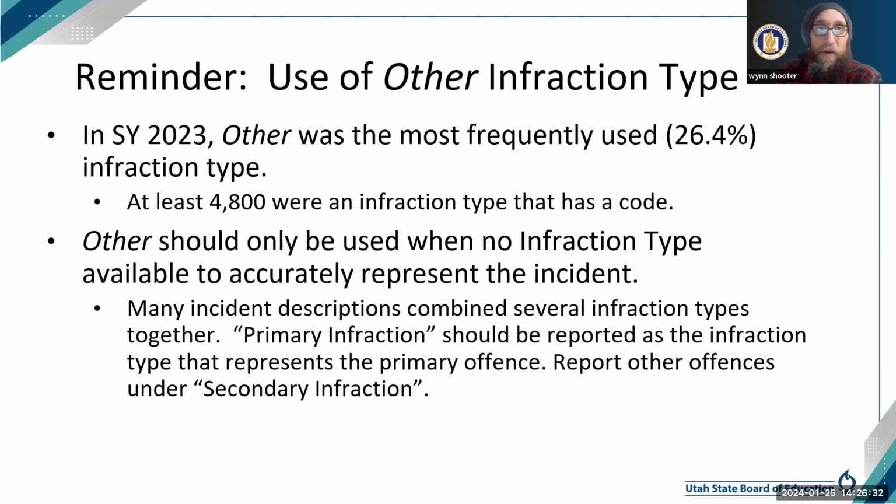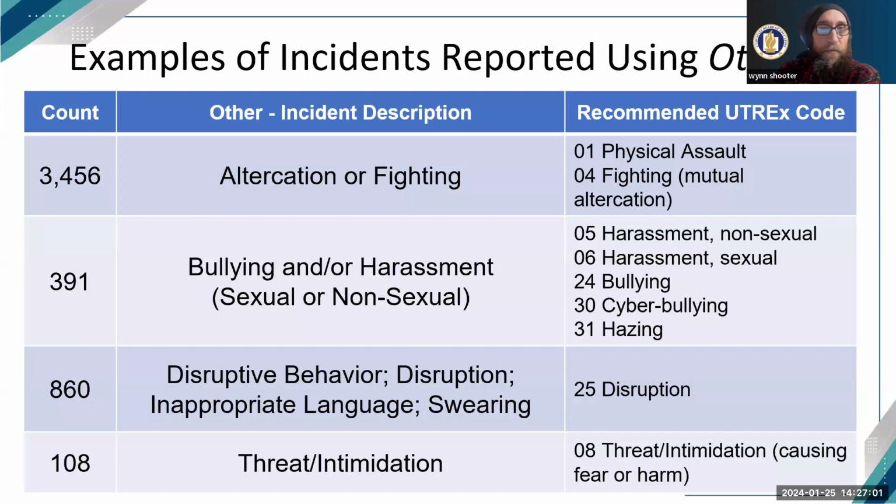Oh yeah, this is an important note. Please be careful about the infraction type called other. We're getting quite a few things written into other for which there are actual infraction types. It looks like in school year 23, there were at least 4,800 of those cases. So other should only be used when no infraction type is available to accurately represent the incident. All right, next slide, please. Here's an example of some of the data we received in the other column that should have been allocated to other Utrecht codes.